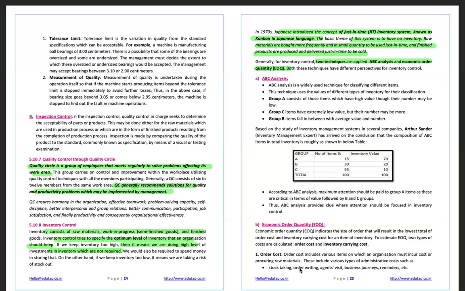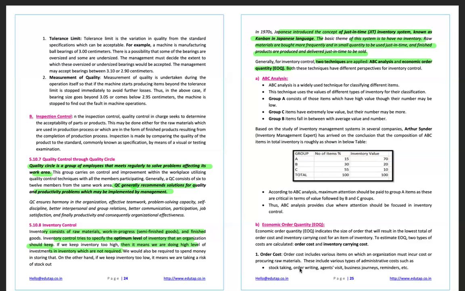So in 1970s, Japanese introduced the concept of just-in-time inventory system known as Kanban in Japanese language. The basic theme of this system is to have no inventory. The raw materials are bought more frequently and in small quantity to be used just in time, and finished products are produced and delivered just in time to be sold.